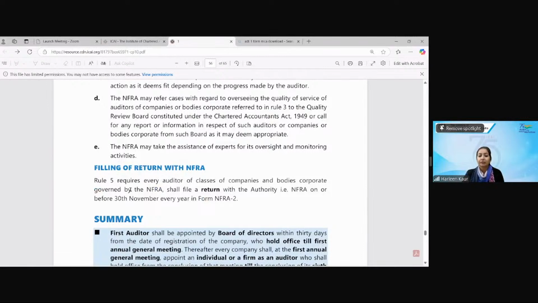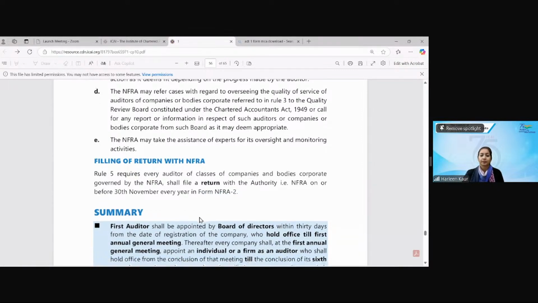And finally, filing the return. Rule 5 requires every auditor of class of companies or bodies shall file a return with the NFRA on or before 30th November every year in NFRA 2 form. Last line is a little important because the time period is coming in it, before 30th November, so you can mark it. It can come as an MCQ. So Rule 5 simply tells you that every auditor shall file a return with the NFRA by 30th November, and this is to be filed in NFRA 2 form.